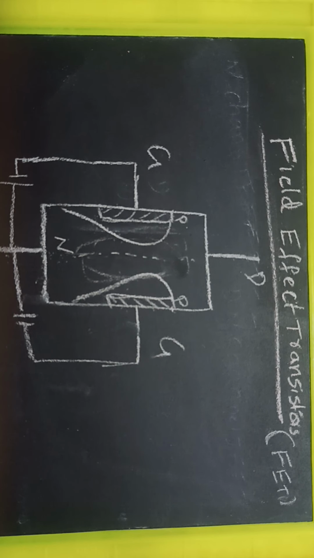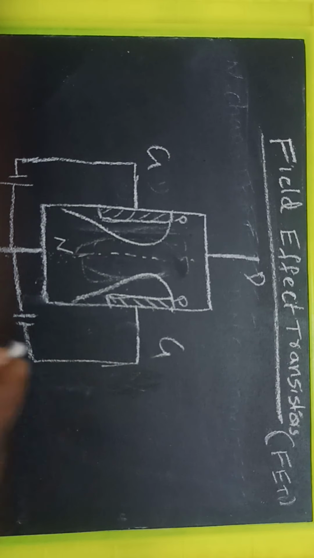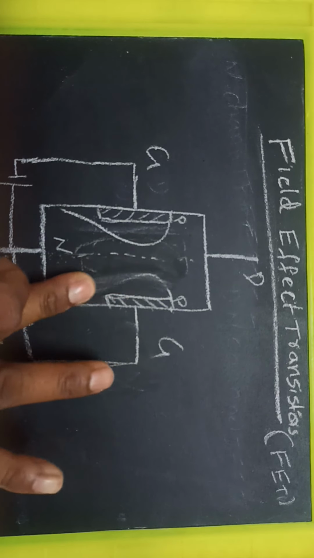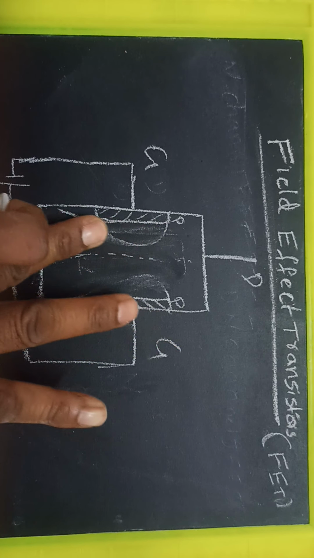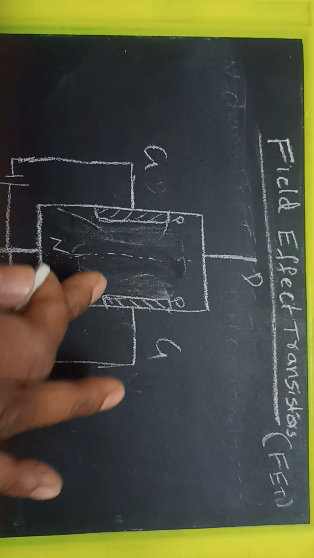Basically, bipolar junction transistor is a current control device, but FET is a voltage control device. So here this is known as VGS voltage. What will happen when VGS is equal to 0? The channel width increases. Channel width is maximum. Why?